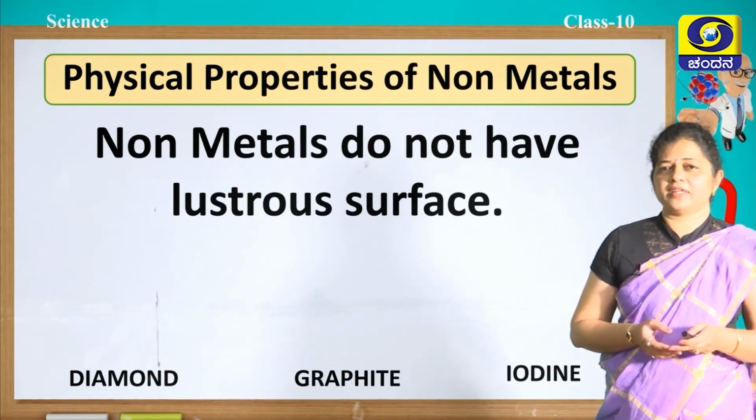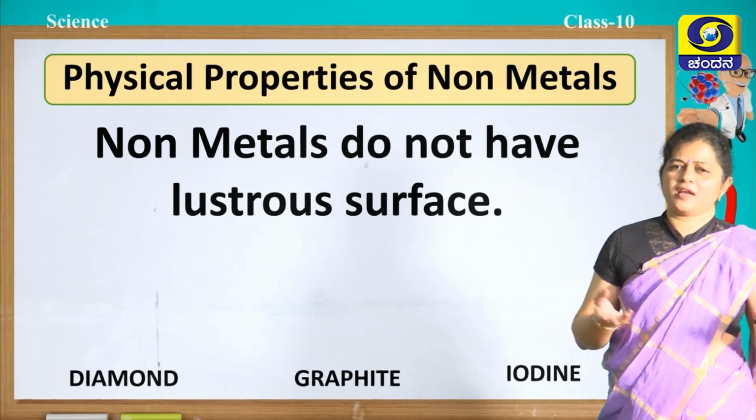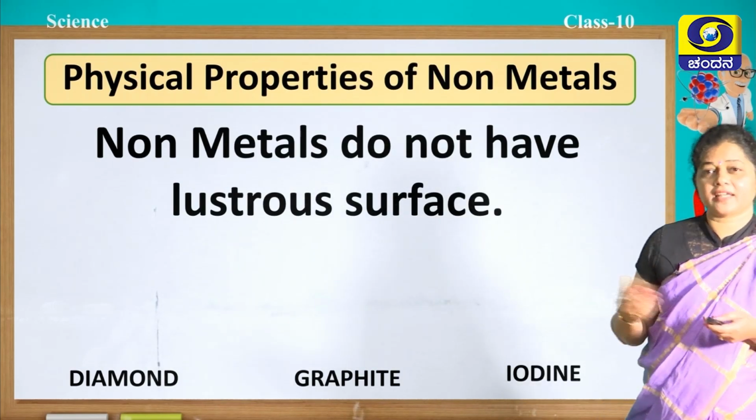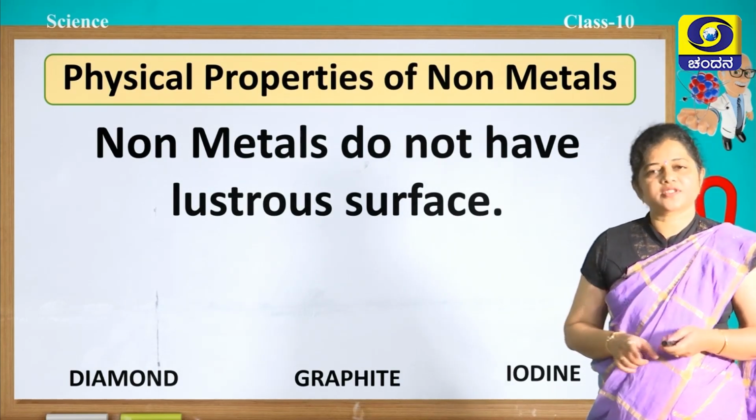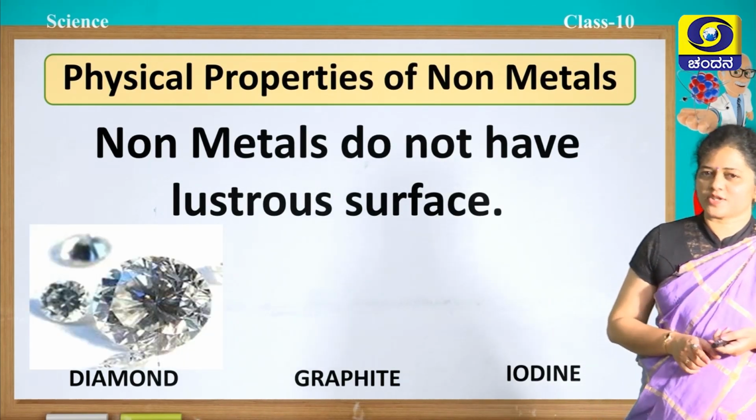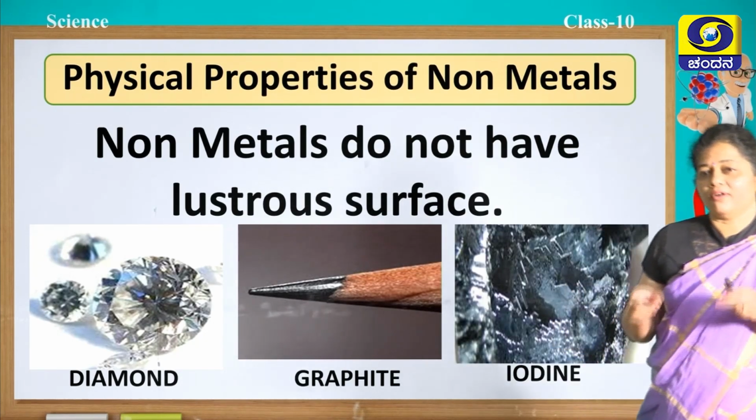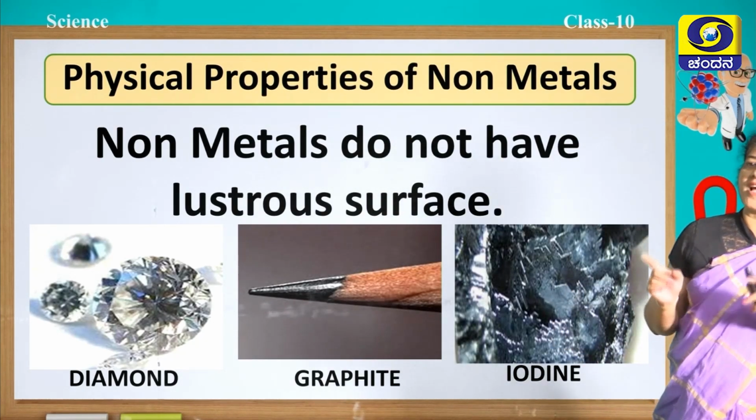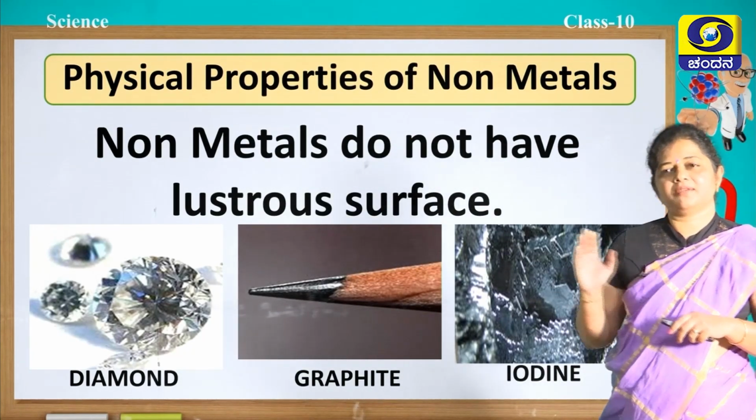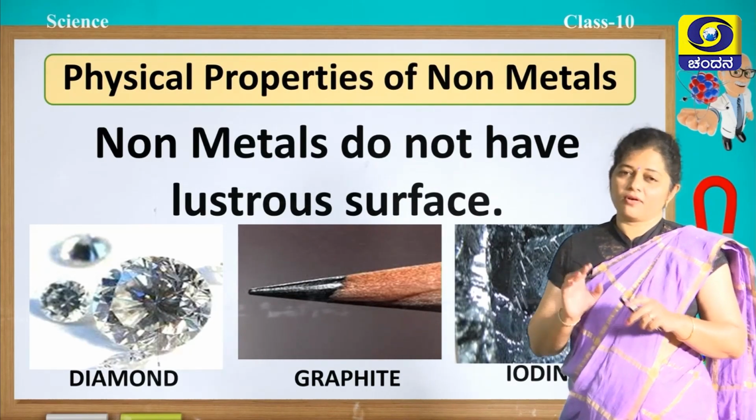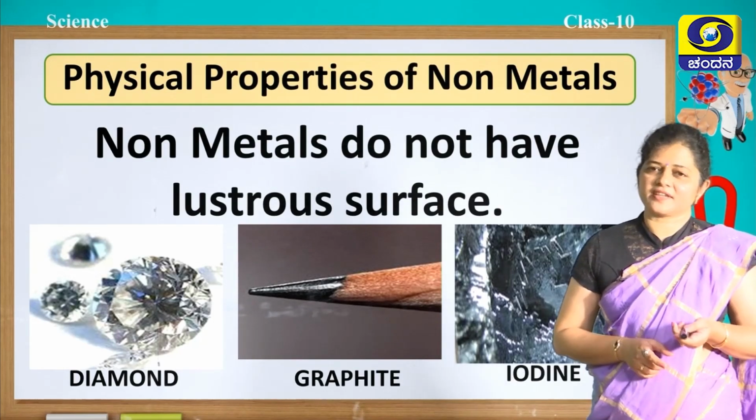Now coming to the non-metals. The non-metals do not have a lustrous surface. There are non-metals like diamond, graphite and iodine, which are non-metals, that have a lustrous surface. Now you can see here, this is diamond, this is graphite and this is iodine. All of them, though they are non-metals, they have a shiny surface. You can see the shining surface of the diamond, graphite and iodine.